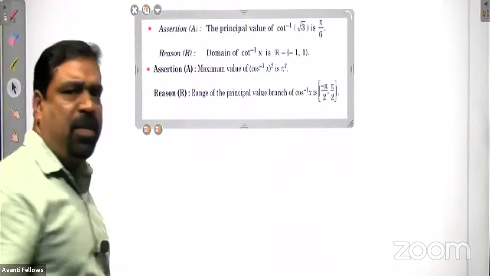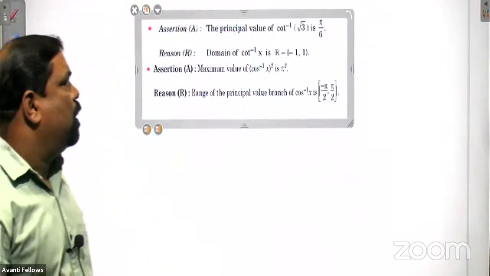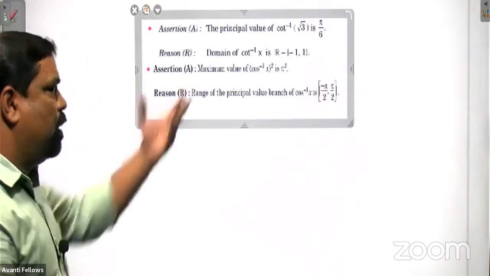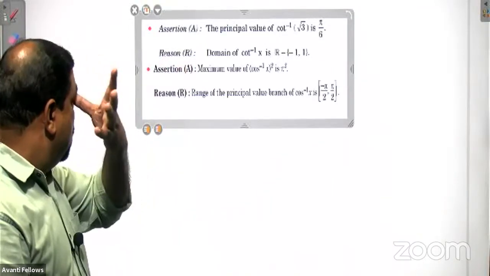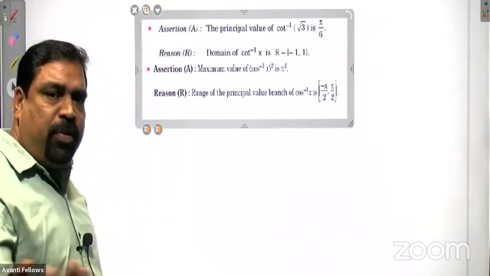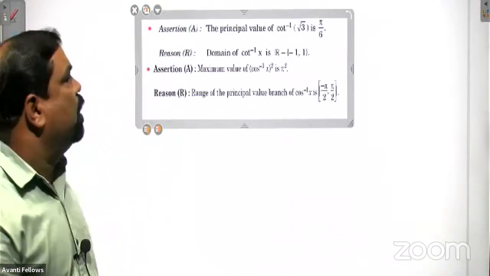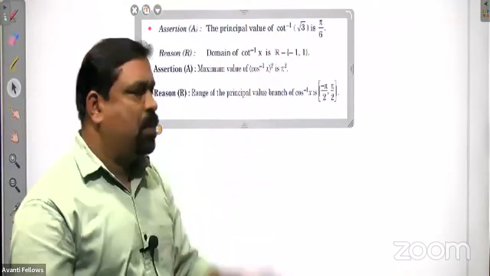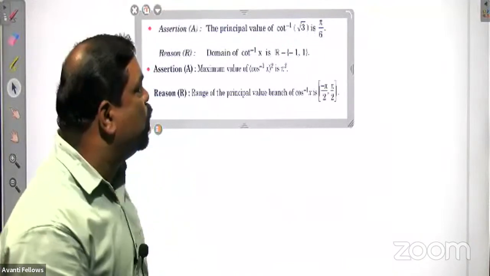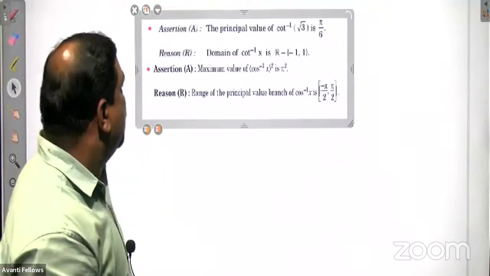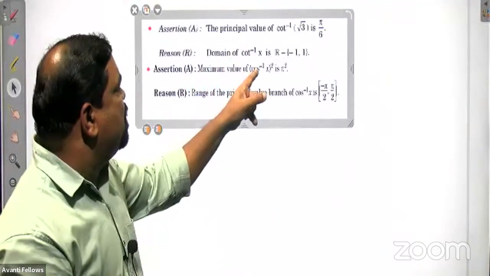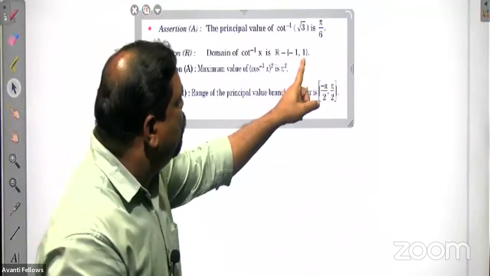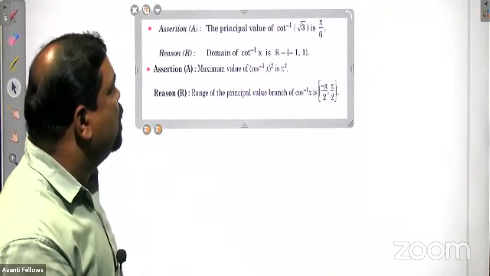These are some 1 mark questions, assertion reason type questions. Very simple, everybody can give the answer. You know the options, 4 options will be there. So assertion: the principal value of cot inverse root 3 is pi by 6. And reason: domain of cot inverse x is R minus [-1, 1].